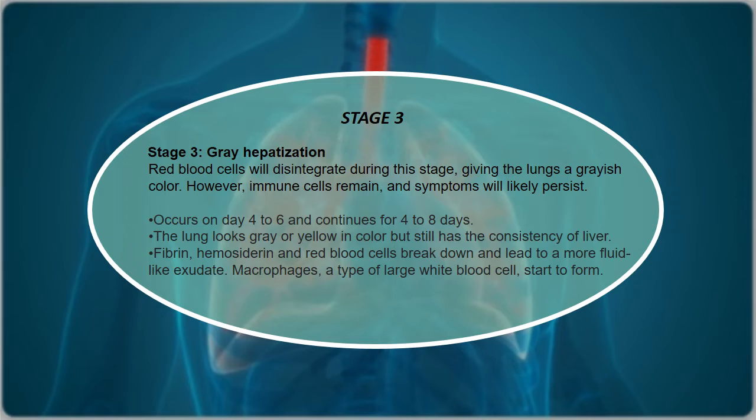During stage 3 or gray hepatization, red blood cells will disintegrate, giving the lungs a grayish color. However, immune cells remain and symptoms will likely persist. This occurs on day 4 to 6 and continues for 4 to 8 days. The lungs look gray or yellow in color but still have the consistency of liver. Fibrin, hemosiderin, and red blood cells break down and lead to a more fluid-like exudate. Macrophages, a type of large white blood cells, start to form.